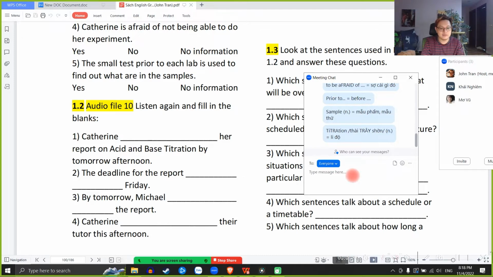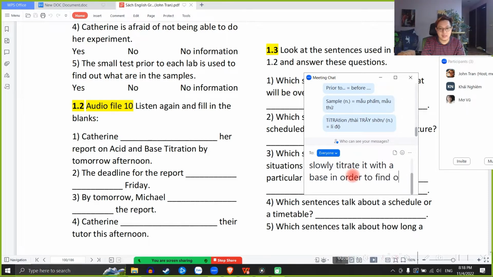So if you have an acid but you do not know its concentration, you can slowly titrate it with a base in order to find out and calculate its concentration.